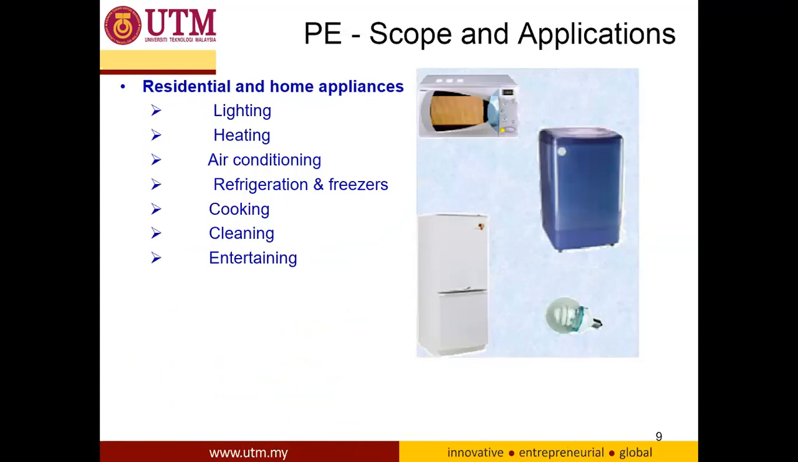Actually, almost all of our home appliances have a power electronics application inside. Usually the power supply in our home appliances uses power electronics: our television, our refrigerator, our microwave, and so on. All of these involve power conversion, so we will have power electronics there.